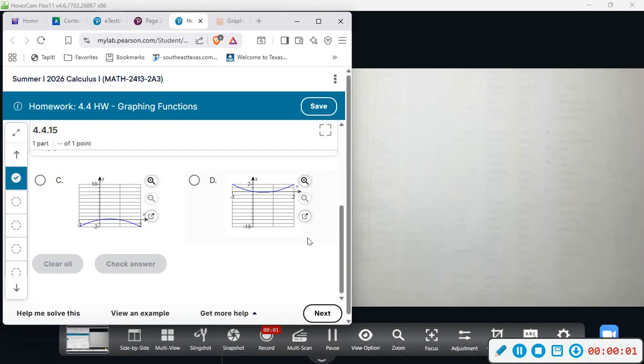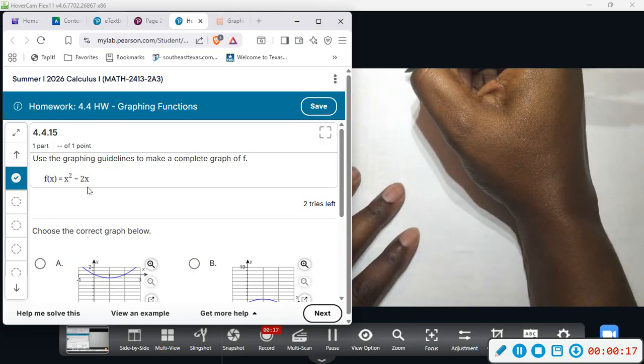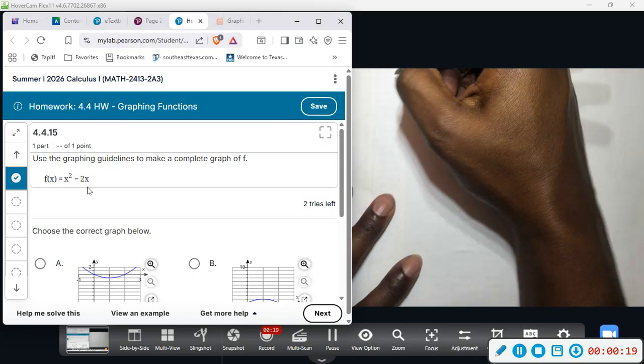All right, question number 9. It says we're going to use graphing guidelines to make a complete graph of f. All right, so here we have a parabola. So we don't have to go too deep into anything here. We can use basically some algebraic skills and we can graph this.